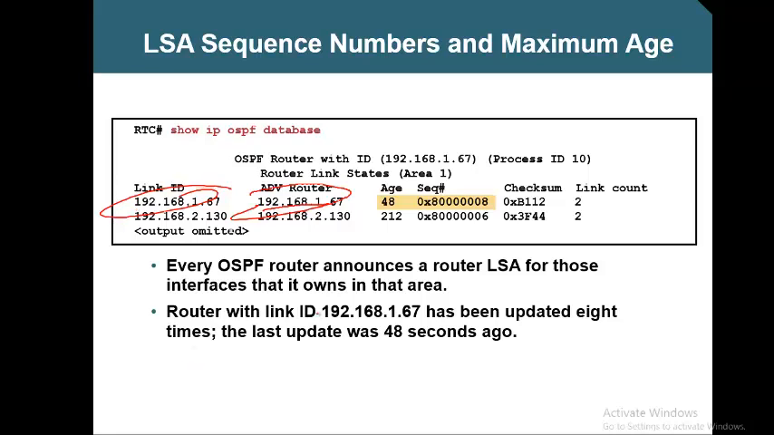So the router with the link 192.168.1.67 has been updated 8 times. This is the number here, 8 times, and the last update was 48 seconds ago. That's the meaning of this.